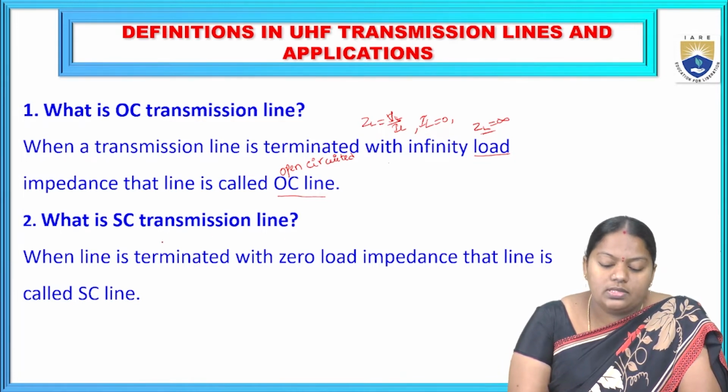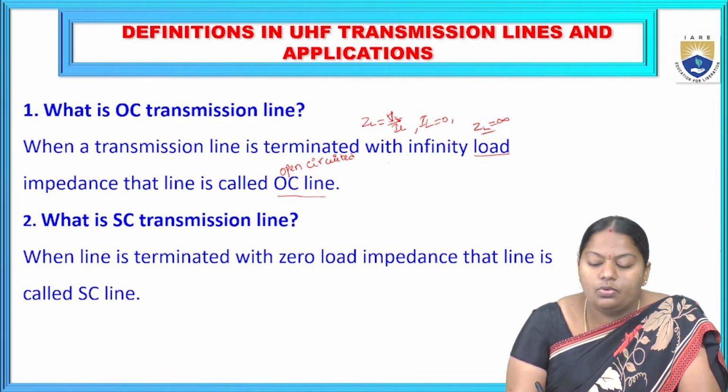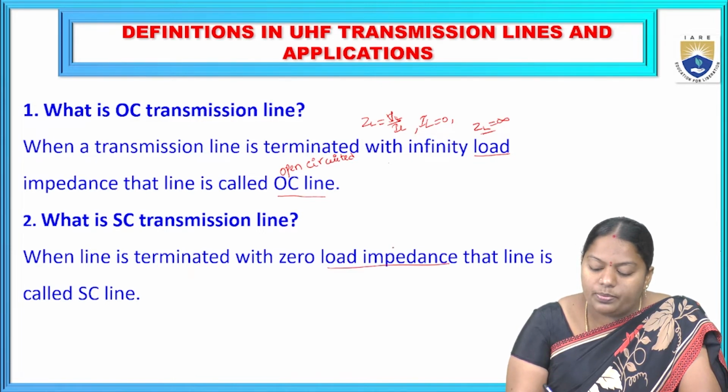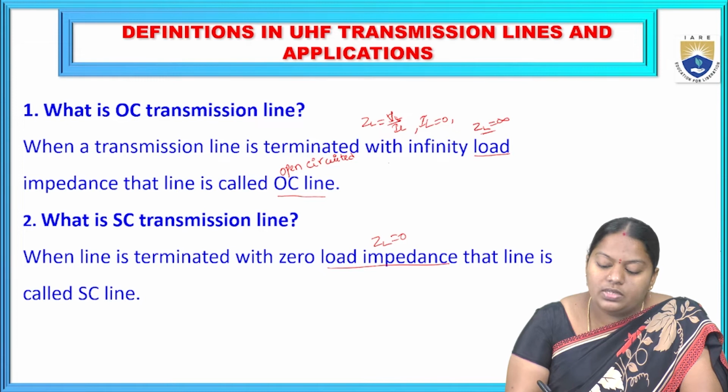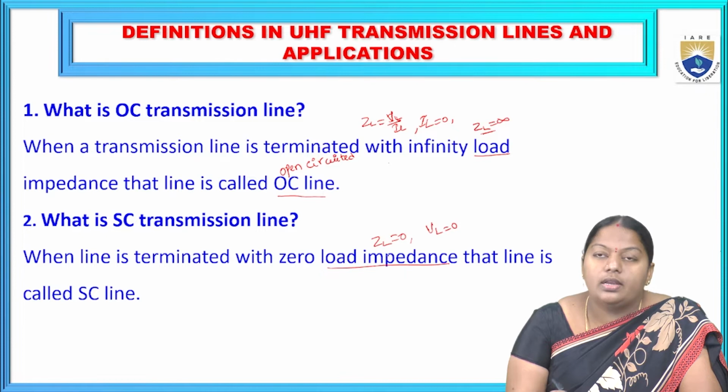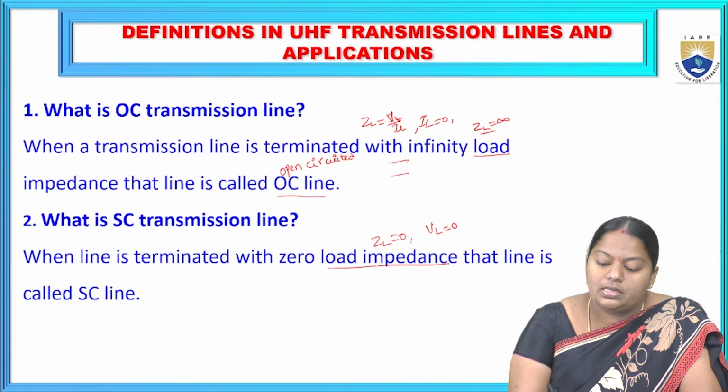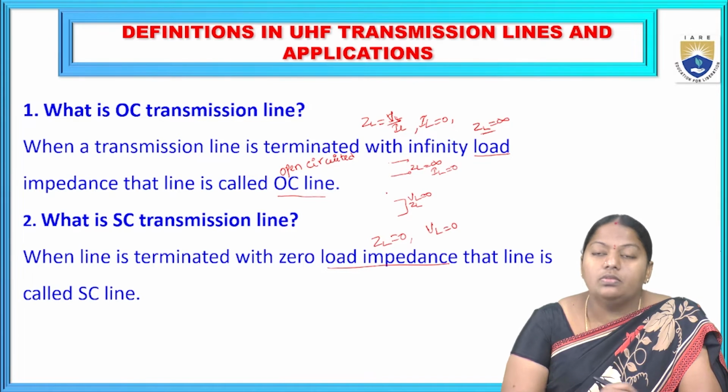The opposite of this is the short circuited transmission line, when the line is terminated with zero load impedance. As we know, load impedance is represented by ZL, and it is equal to 0 in the case of a short circuited transmission line. If ZL is equal to 0, the load voltage at the load side is assumed to be 0. In the open circuited case, ZL is equal to infinity, and here ZL is shorted, meaning VL is equal to 0. In the open circuit case, IL is equal to 0.